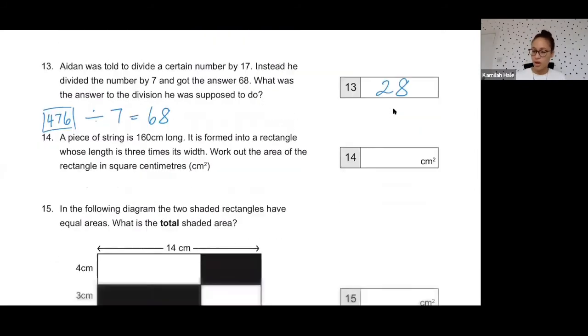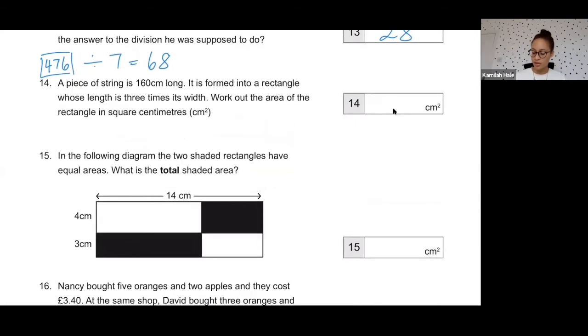Okay. A piece of string is 160 centimeters long. It has formed into a rectangle whose length is 3 times its width. Work out the area of the rectangle in square centimeters. Now, can anyone give me the method that we should use for this? It's one of the methods that you mentioned before. Yes, Olivia. So, yeah, ratio. So we're going to use ratio for this because we've got length is 3 times the width. So in our ratio will be 3 to 1. Nice and easy. First row sorted.